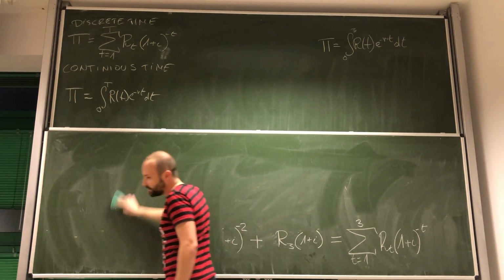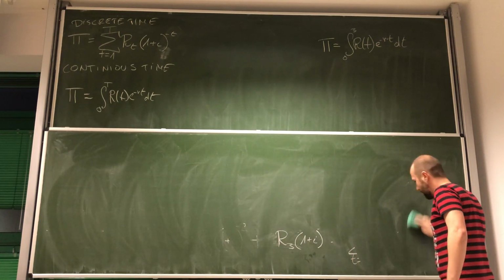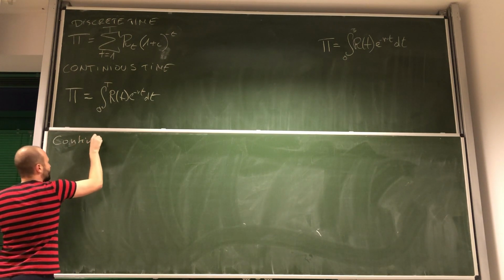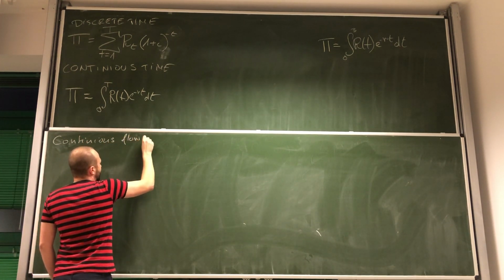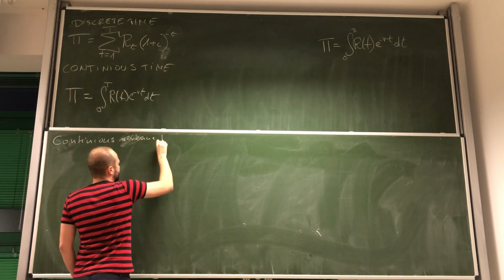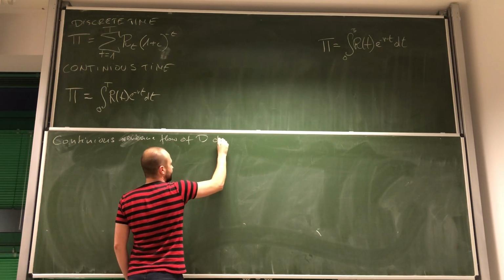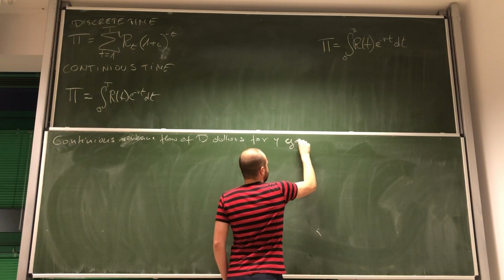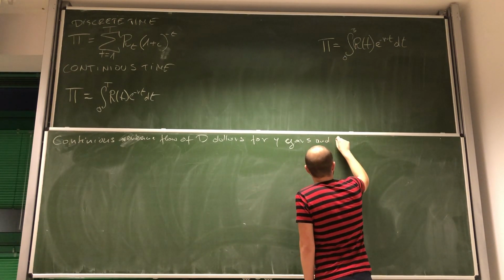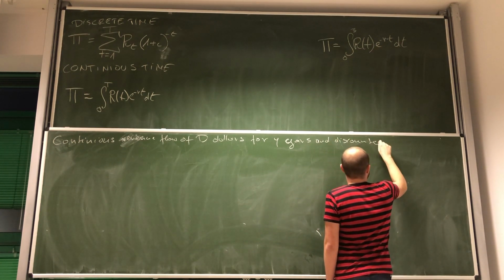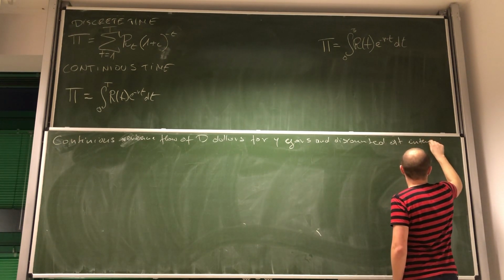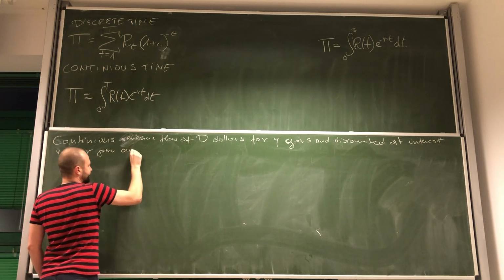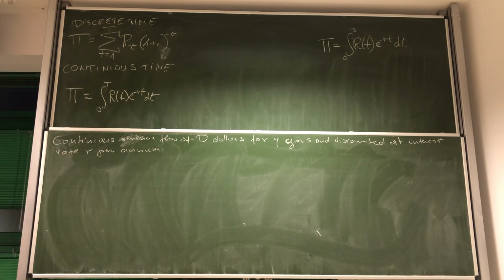We will be getting a continuous revenue stream of D dollars for Y years, discounted at interest rate R per annum. So per year. Right? Okay.